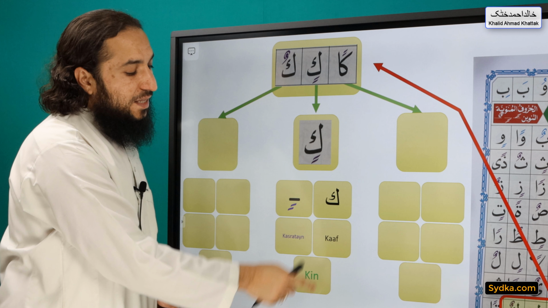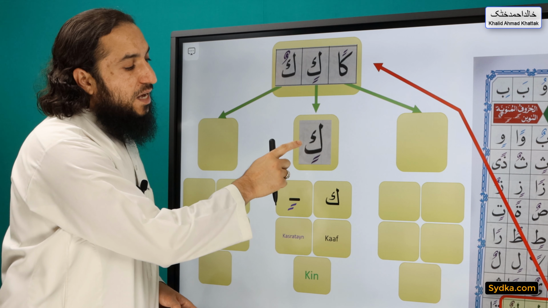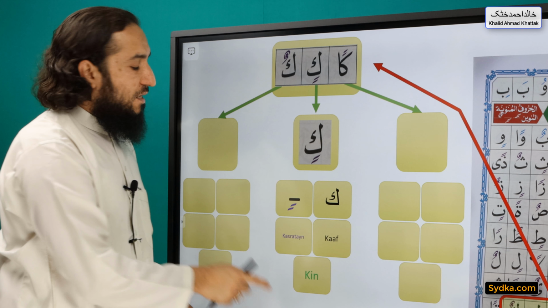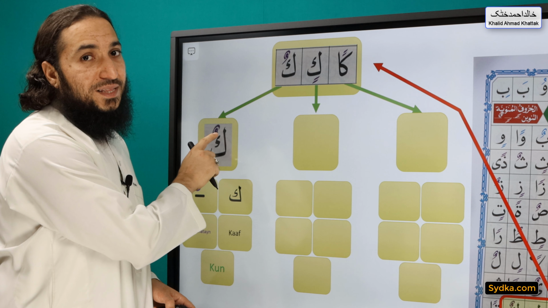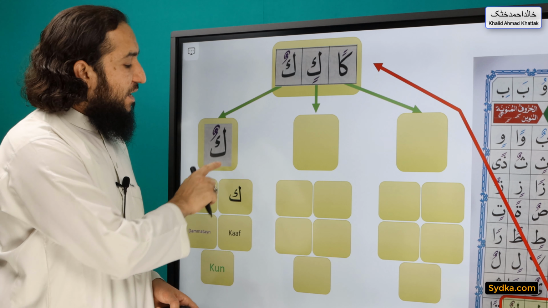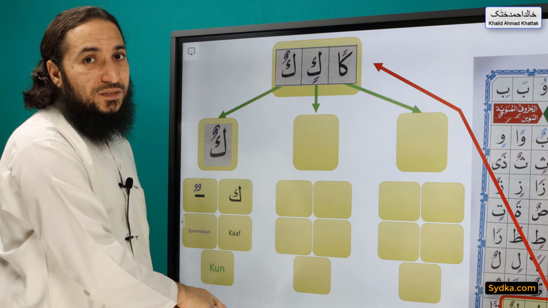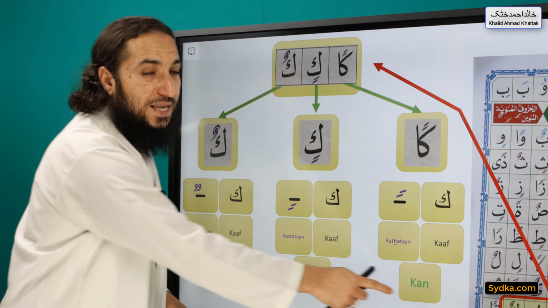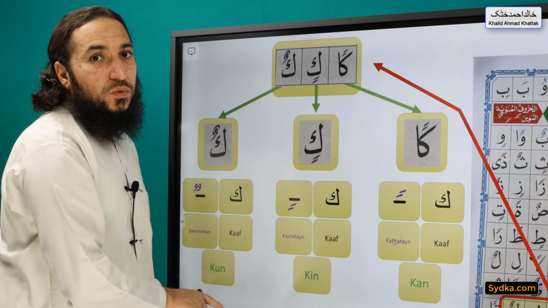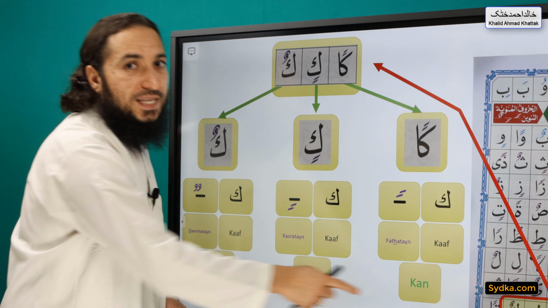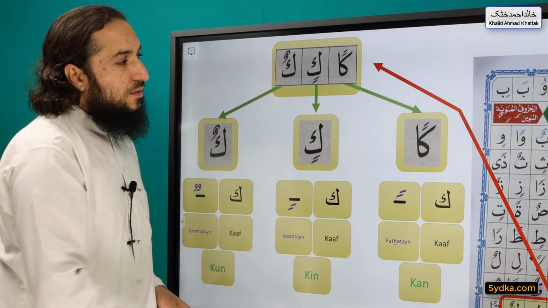Kaf, kasratain, kin. Kaf, dhammatain, kun. Kan, kin, kun.